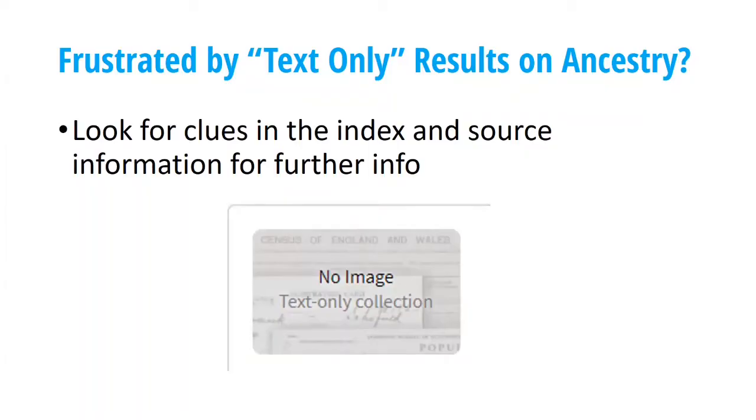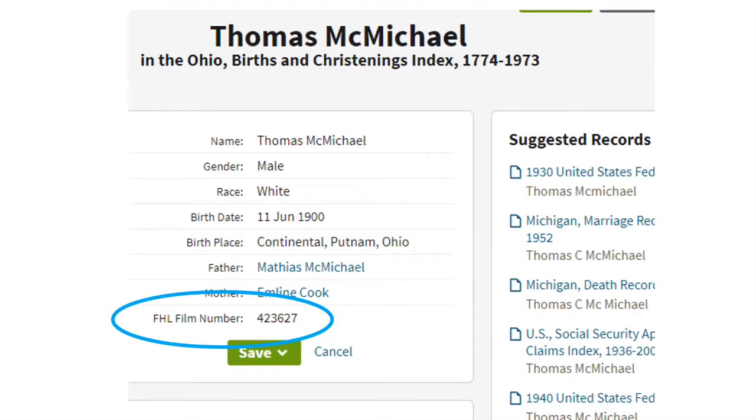So in this video, I'm going to show you what an FHL number or family history number is and how to plug that into the card catalog over at Family Search so that all of your record image dreams come true. So let's go. If you get frustrated when you run into these text-only results on Ancestry, there is hope. If you look for clues in the indexing and the source information, there's a good chance you can find additional info. And what we're looking for is here in the circled bit, the FHL Film Number. If you see one of those, that means there's a really good chance that you can find the full images for this record over on Family Search.